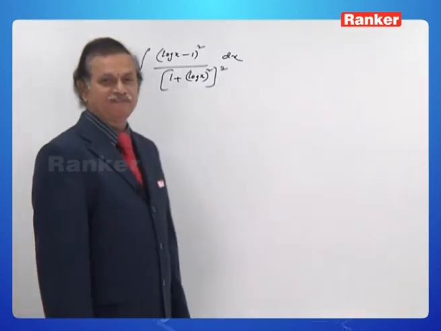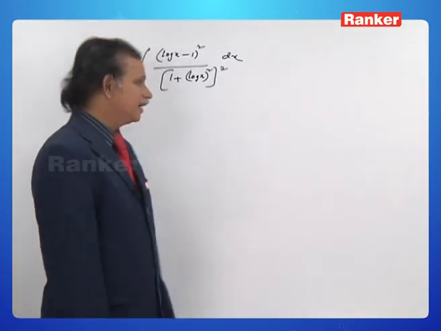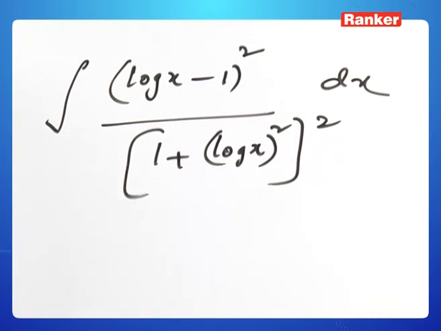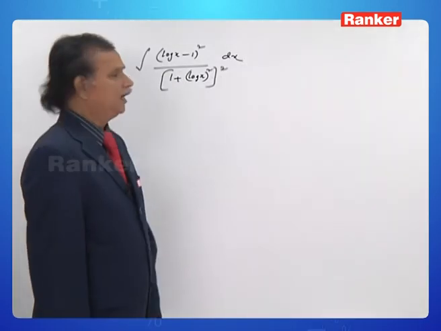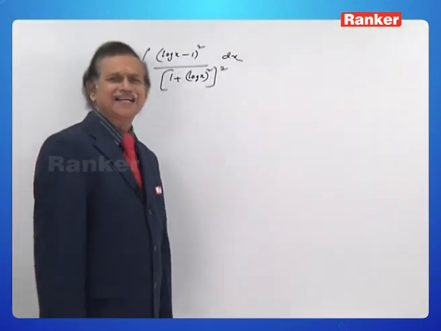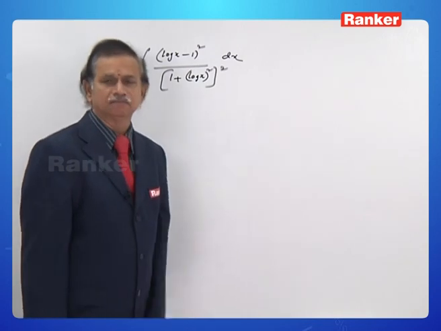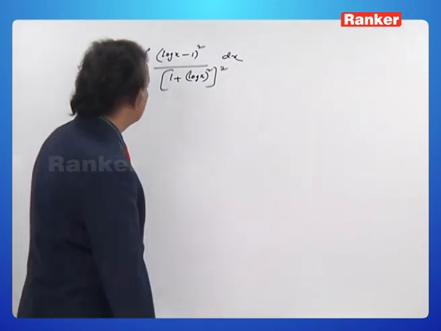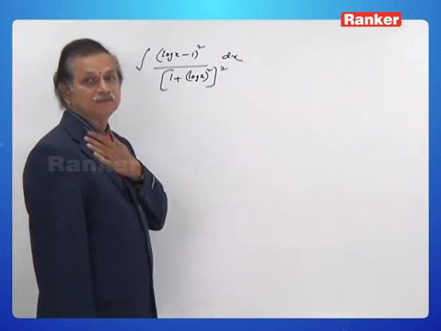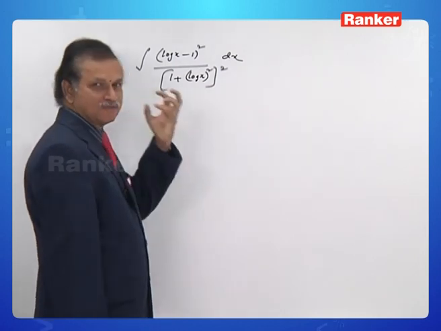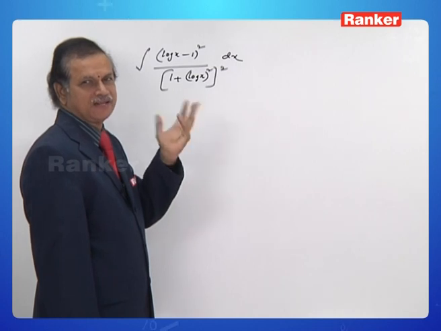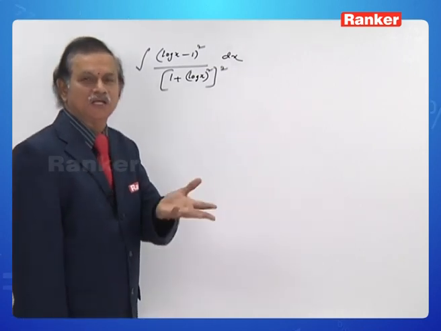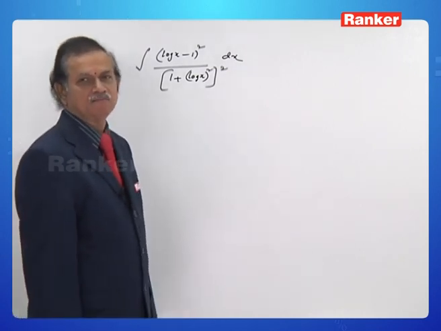The next problem before us is, you please look at the problem given on the board. Integral of log x minus 1 whole square by 1 plus log x whole square dx. You see, here by log x we mean ln x, that is log x to the base e. Well, if you observe directly and without any change, if you want to get anything to t, it might not be possible.